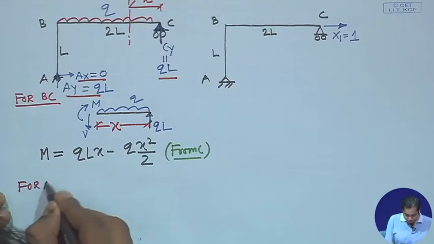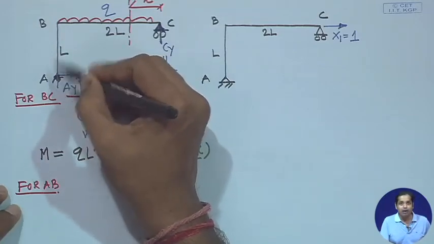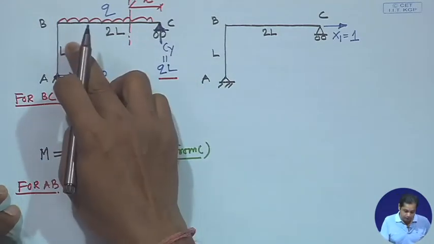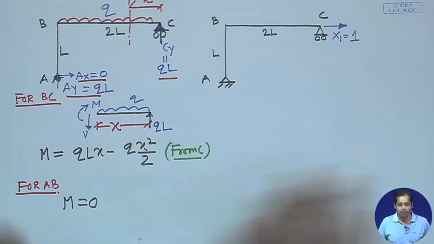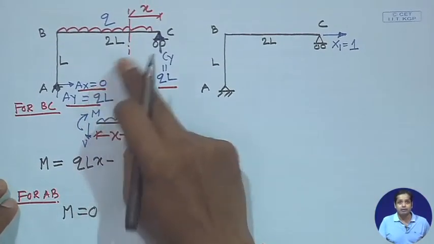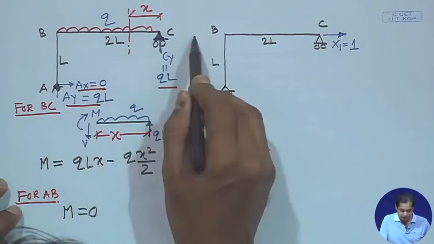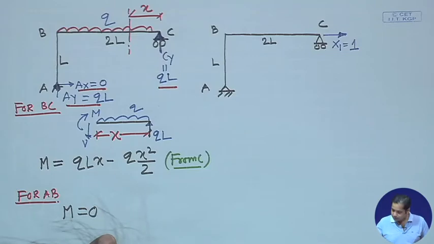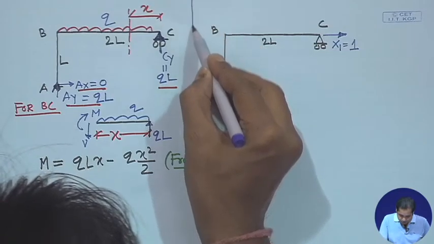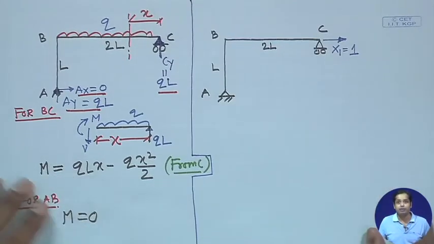Let us take a similar expression for AB. For AB, if we take any section between A and B and draw the free body diagram, you can find that the expression for M will be 0. So, for this primary structure subjected to external load, the bending moment is quadratic as per this equation between B and C, and between A and B, the bending moment M is equal to 0. This was for the primary structure subjected to external load. Now, let us do a similar exercise for the primary structure subjected to unit load.